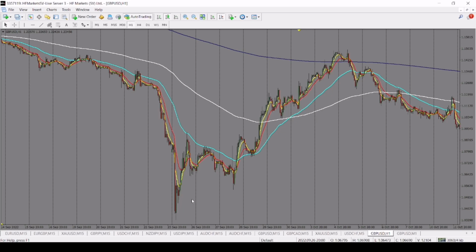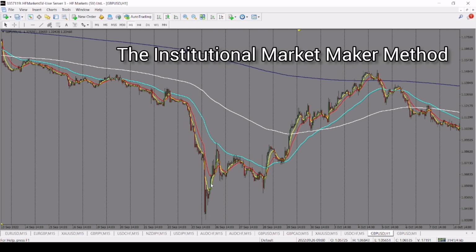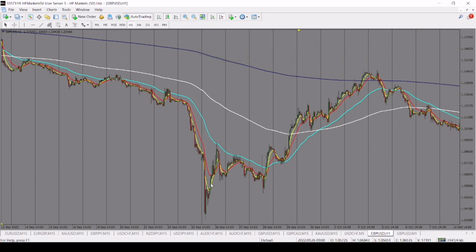Alright, so let's get straight into the content. The first thing that you need to do is to count levels. If you have been following us for quite a long time, you know that we trade the institutional market maker method. That is a method that actually demands us to count levels and to observe cycles.